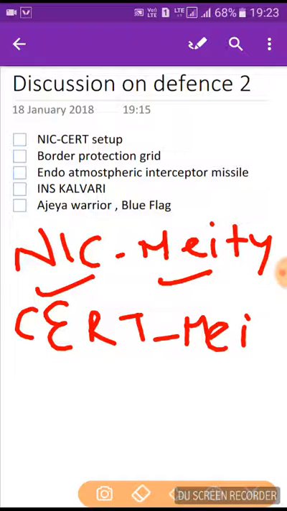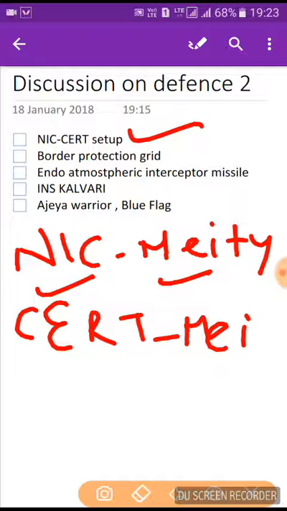Why is this in the news? It is in the news because the government has inaugurated a new body, NIC-CERT, to prevent cyber attacks on government utilities.